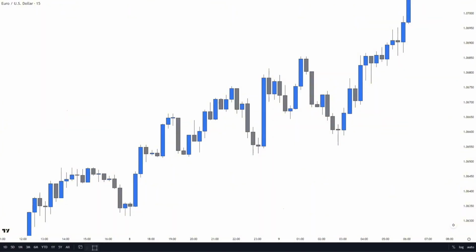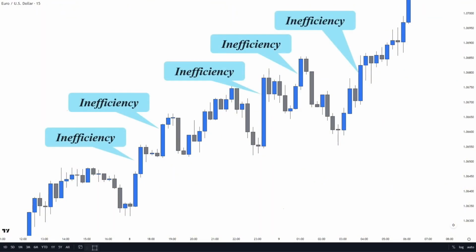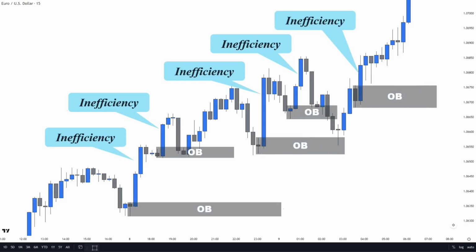Let's spot the order blocks. Starting from the left, these are the areas where we have clear inefficiency on the chart. So we mark the candles that created the inefficiency as our order blocks if they lead to a break of structure or change of character. So all of them are considered valid order blocks according to our rules.